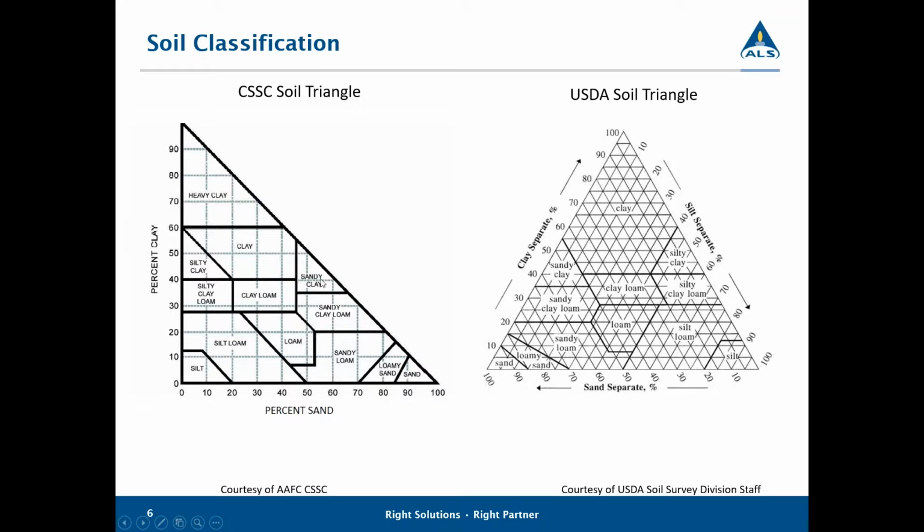With the USDA soil triangle, we run into a slightly different type of triangle where they actually classify it off of all three parameters. So it just moves around the triangle a little bit differently. So that same 60% sand and 40% clay would end up in the sandy clay here compared to here.